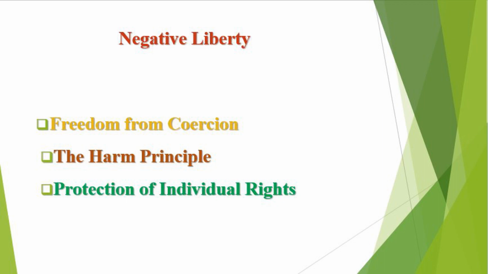Third point is the protection of individual rights. Negative liberty is concerned with protecting individuals from oppressive societal norms, government overreach, and the tyranny of the majority. And to avoid this, freedom of speech, freedom of religion, and freedom from arbitrary arrest or detention should be ensured.